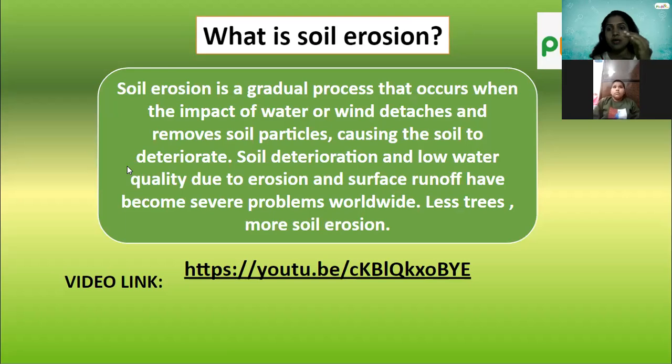The soil is washed out in water, so that's why this causes soil erosion, and it removes the soil particles, causing the soil to be destroyed, with soil destruction and low water quality due to the erosion and surface runoff, which have become a severe problem in the wildlife. And because of fewer trees, there is more soil erosion. If fewer trees are there, then the soil will erode more. So that's why, as I say, on a river bank we can see many trees, because they can reduce the soil erosion.